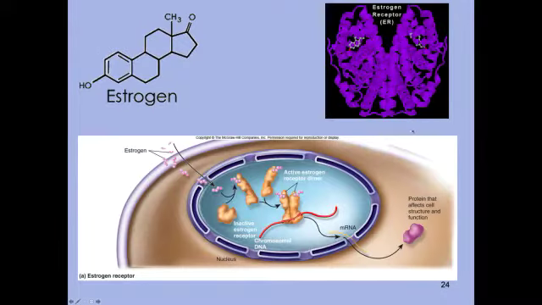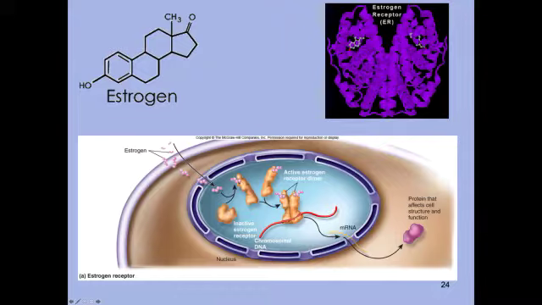So here we have an example. Here is our estrogen receptor, and over here on the left is what an estrogen molecule looks like. Estrogen flows freely. It just diffuses across the plasma membrane pretty easily, and because it can move across this plasma membrane, it enters into the nucleus. So this estrogen receptor is found inside of the nucleus.